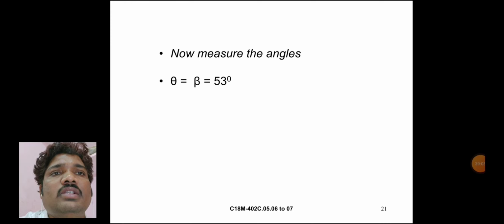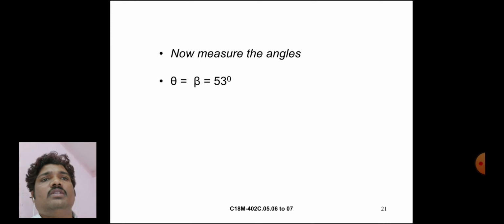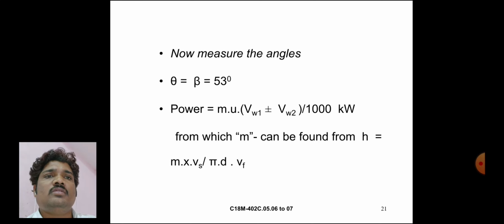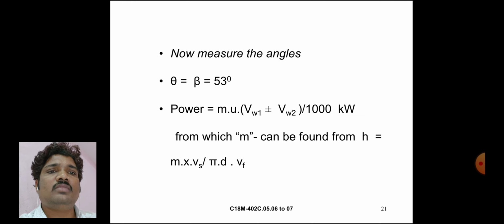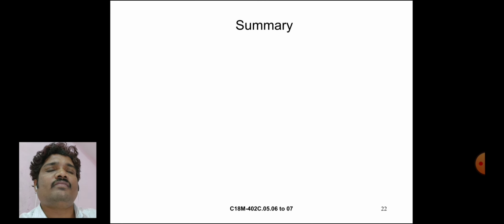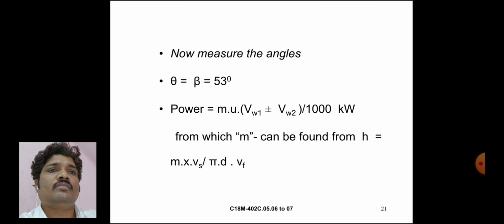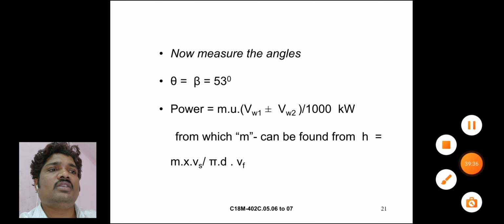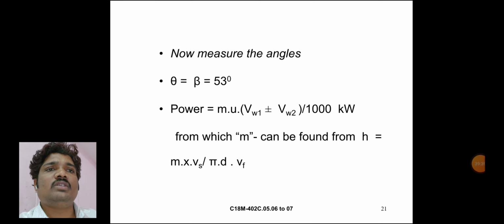Now measure the angles. Theta is equal to beta, which is equal to 53 degrees. Power, ME into (VW1 plus or minus VW2) by 1000 kilowatts, where the mass flow rate M can be found from H is equal to M Vs by 5dVf.